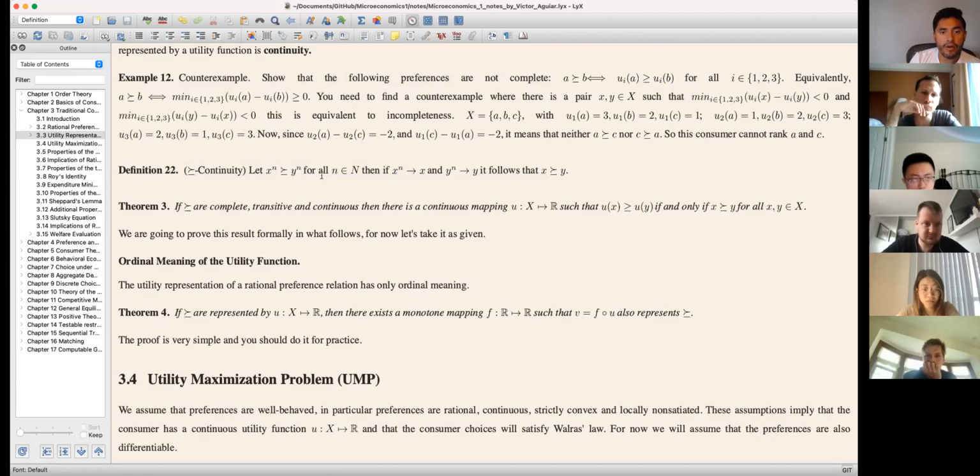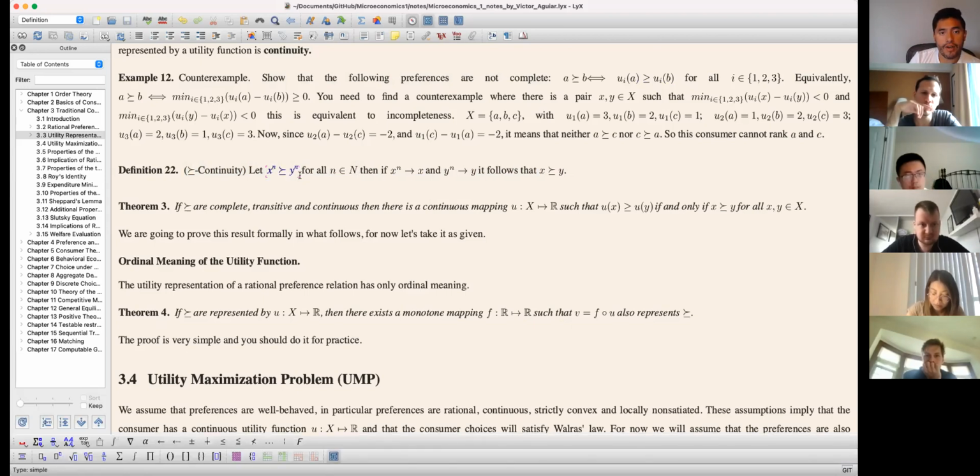It's telling you that if you have a sequence in a space that has a topology, and you can take sequences, imagine the reals for now and for this class, and you take xn preferred to yn for all n, and then if xn converges to x and yn converges to y, let me close it. I think I closed everything. But something is sounding here.